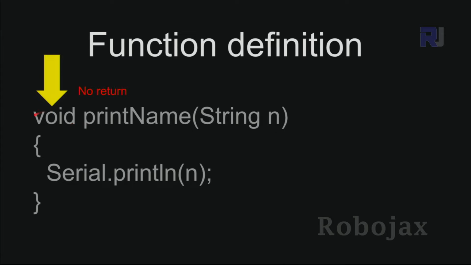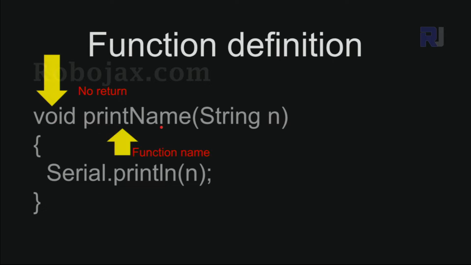This is the void here, or whatever you have. The first word refers to the return type. When nothing is returned, we type void. Otherwise, we type integer, boolean, char, double, and all other data types that we have. Everything will be here, including a string. But if you are not returning anything, we type void. And this is the function name.